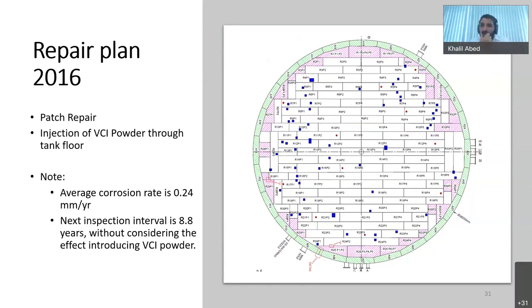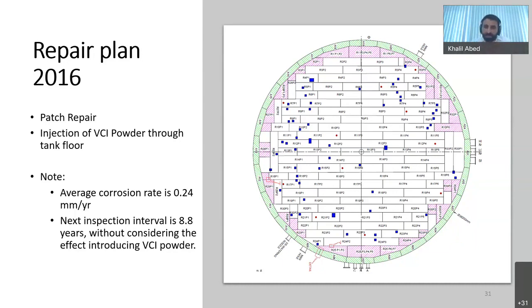But before taking into consideration the effect of vapor phase corrosion inhibitor, a risk assessment study was done, and it showed that the calculated corrosion rate after the repair is 0.24 millimeter per year, and this is definitely for the unrepaired areas. And the next inspection interval will be less than 9 years based on the risk assessment.